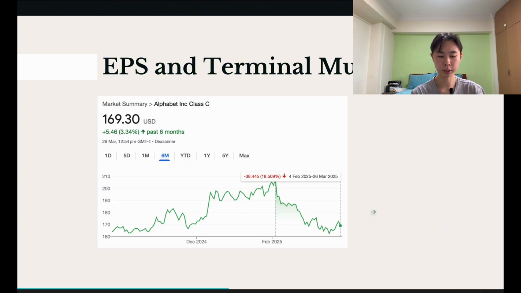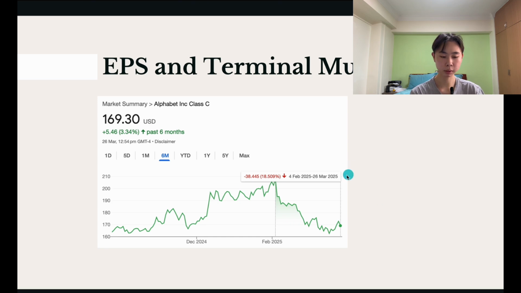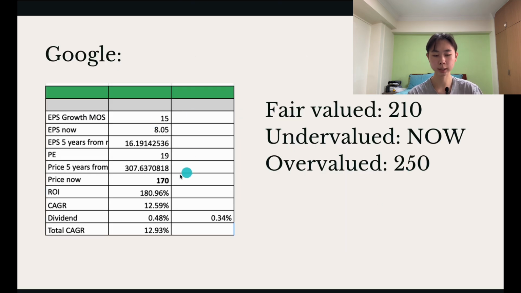And if you were to just look at the stock price, currently it's close to a bear market already. It was in a bear market at one point. It was down around 25% from all-time highs, and now it's down around 20% from all-time highs. So for Google over here, if you were to just put a 19 PE for this company, and assuming a 15% EPS growth, this company will give you around a 13% CAGR.